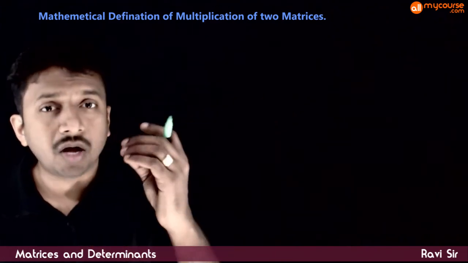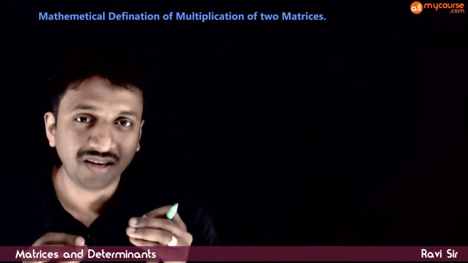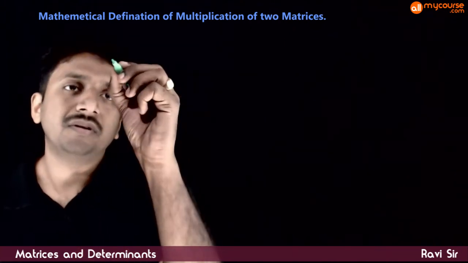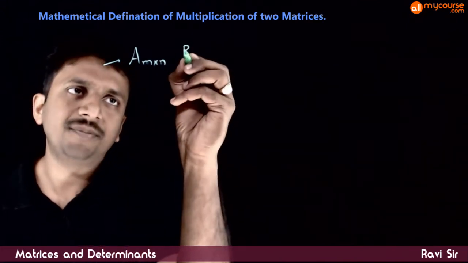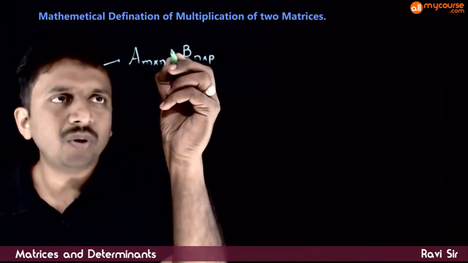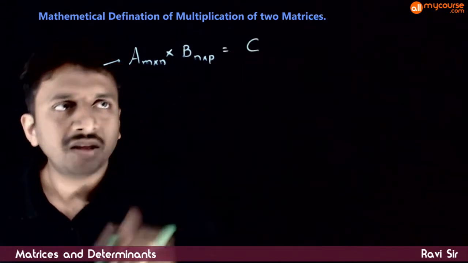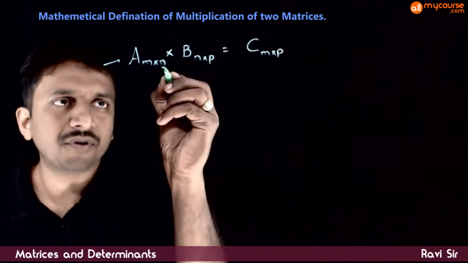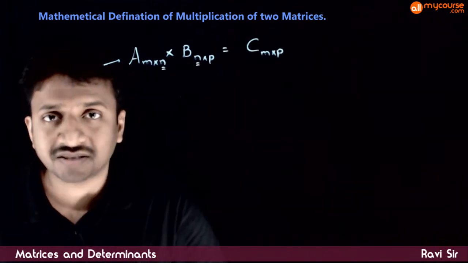So once you understand the concept of matrix multiplication through examples, let us finally give the mathematical definition of multiplication of two matrices. So if A is a m by n matrix and B is a n by p matrix. Suppose that you are multiplying these two, you get a matrix C, which is a m by p matrix, right? The number of columns here is the same as the number of rows here, and you get a m by p matrix.